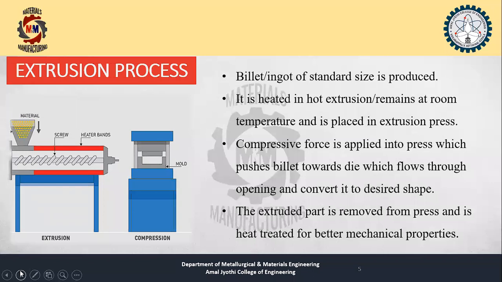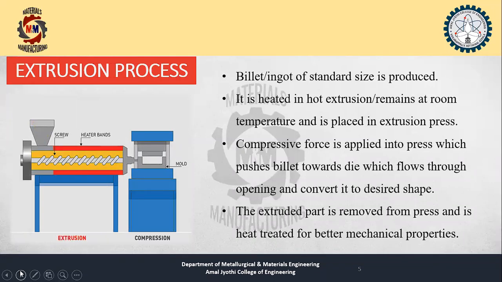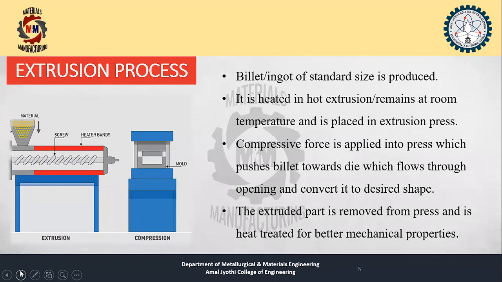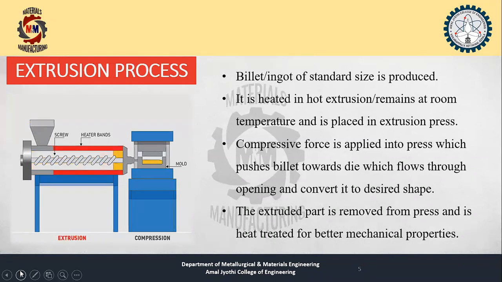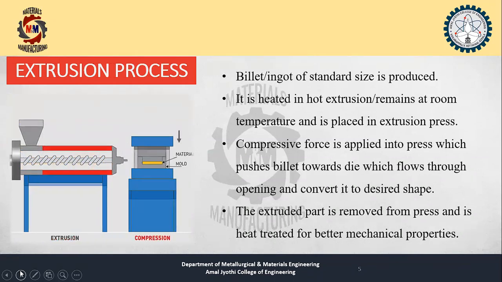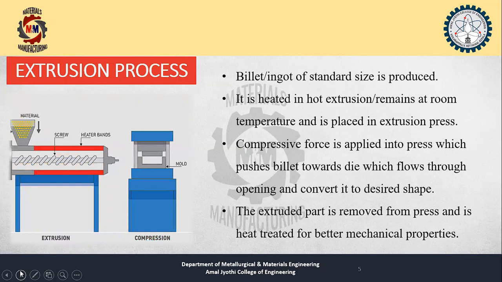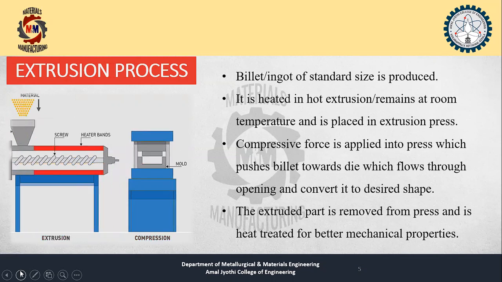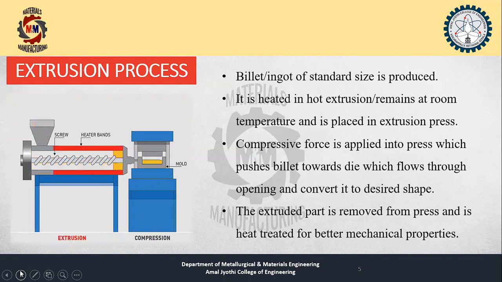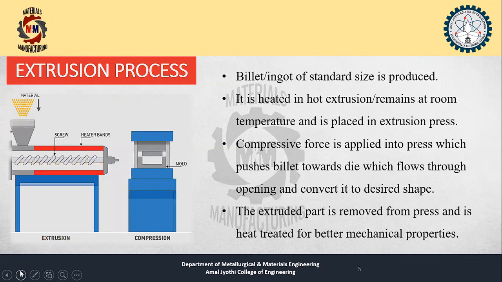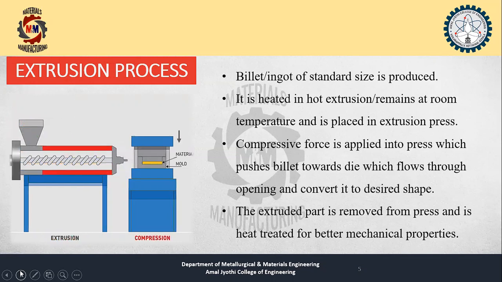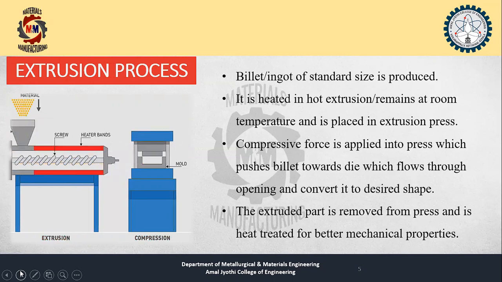So this is the extrusion process. Here we can see that a billet or an ingot of standard size is produced, and then it will be either heated, that is hot extrusion, or it remains at room temperature, that is the cold extrusion process, and it will be placed in an extrusion press. Then a compressive force will be applied in that press, which will push the billet or the material to be extruded towards the die, and it will flow through the opening and be converted into the desired shape. The extruded part will then be removed from the press and heat treated for better mechanical properties.